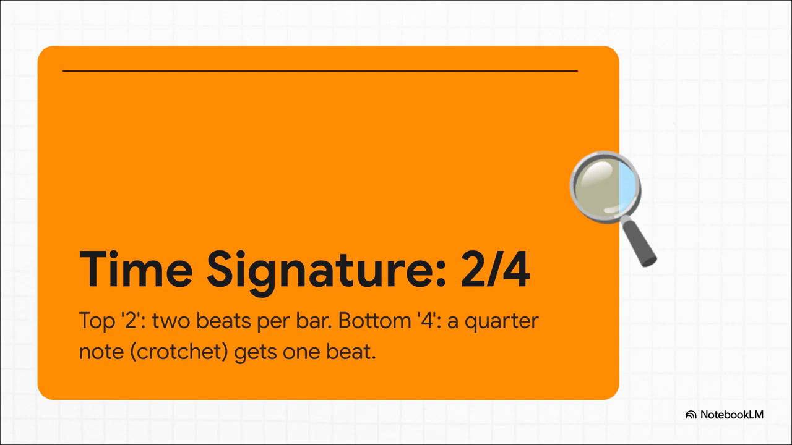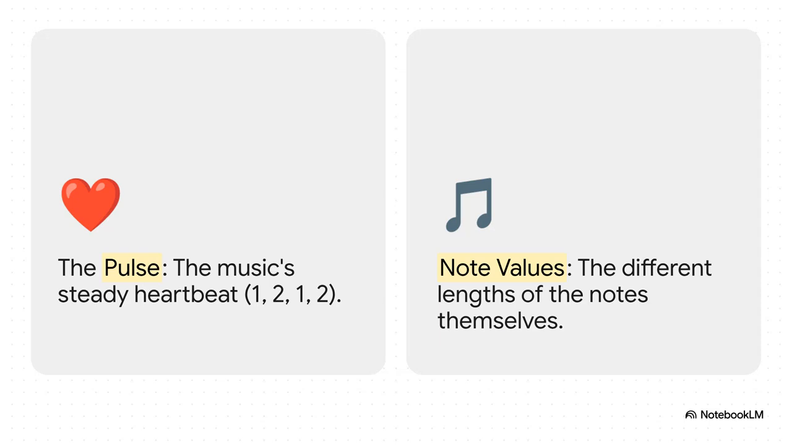Simple as that. Now, this next part is absolutely crucial. You have to understand the difference between the pulse and the note values. The pulse is that constant heartbeat of the music, that steady 1, 2, 1, 2, that just keeps going. The note values are the rhythms we actually play on top of that pulse. Those notes can be long or short, but they always have to fit inside that steady heartbeat.